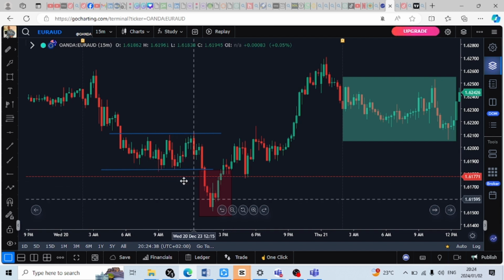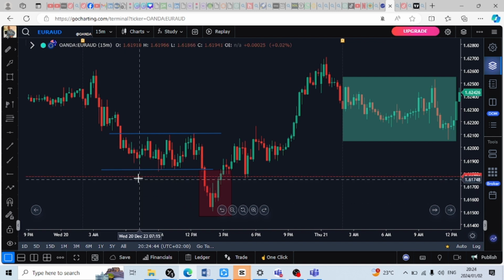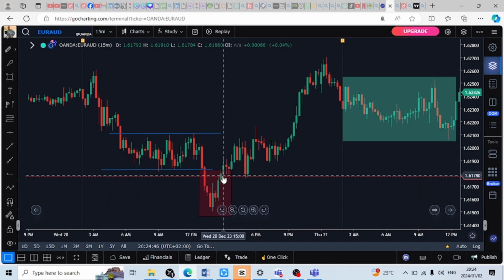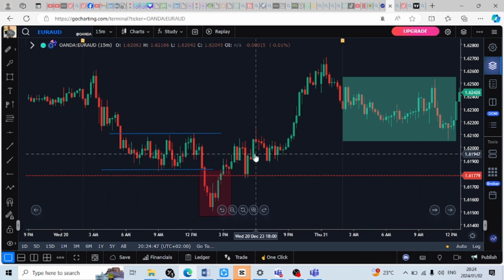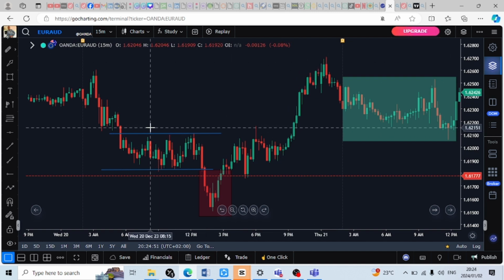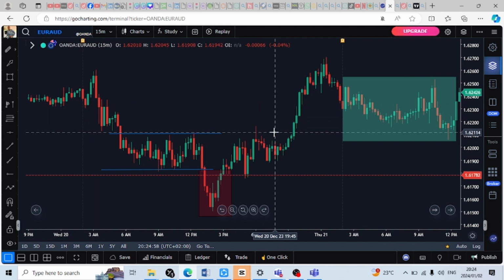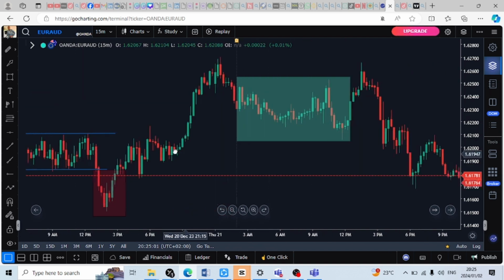So here we can talk about the raid on liquidity. Price was able to grab liquidity that was residing below this level. So here, when this manipulation is done, we have the price now making the distribution. So this is a good example of how this power of three concept, an ICT concept, can be identified on a chart. So let's look for another example.